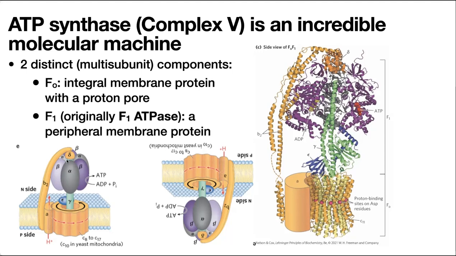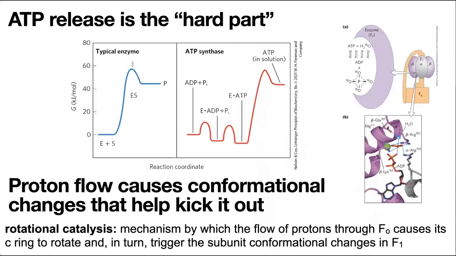When the central stalk turns, it's going to lead to the kicking of the conformational changes happening in these F1 active sites. This is going to lead to the production of ATP. Well, actually, what it's leading to is the release of ATP. One of the really fascinating things about ATP synthase is that the hardest step for it is actually releasing the ATP, so releasing the product.